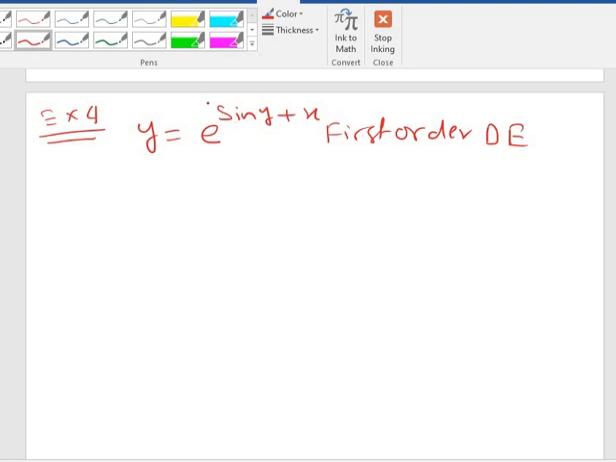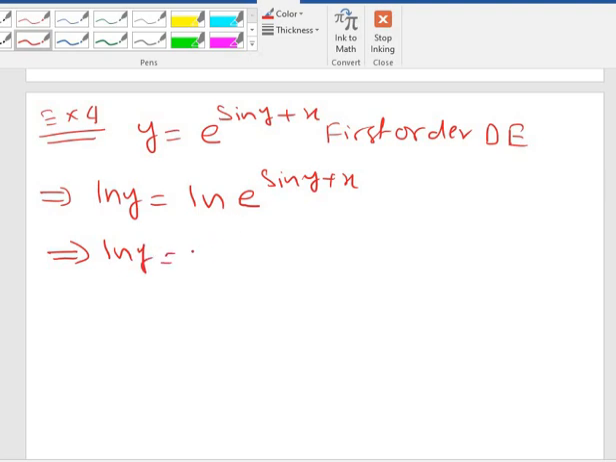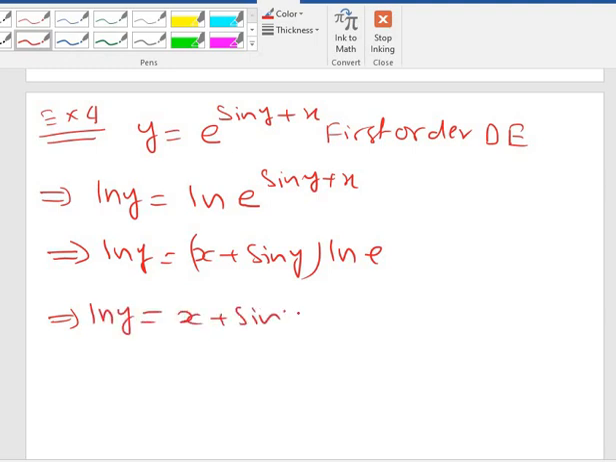See that this one is e power y. If you want to solve it, take ln both sides. So ln of y is equal to ln of e power x plus sin y, which is x plus sin y multiplied by ln of e. Ln of e means 1, so the function becomes ln of y equal to x plus sin y.